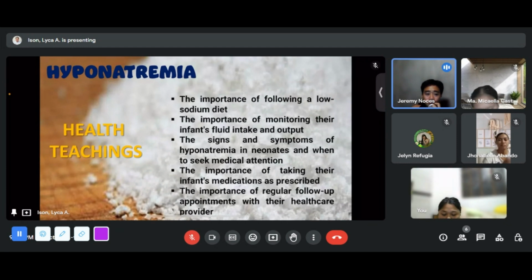So, ito naman yung dapat na i-health teaching natin. The importance of following a low sodium diet. The importance of monitoring the infant's fluid intake and output. The signs and symptoms of hyponatremia. The importance of taking their infant's medication as prescribed. And the importance of regular follow-up appointments. Next slide.